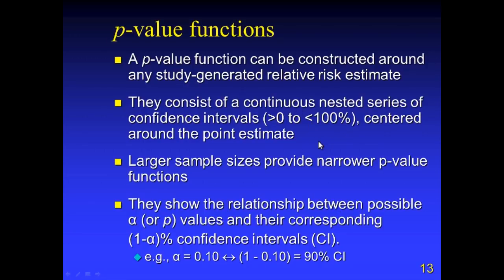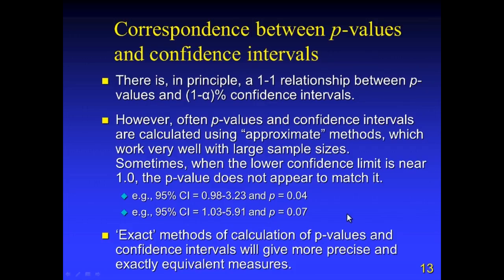It's, as I said, a continuous nested series of confidence intervals. Larger sample sizes provide a narrower p-value function. So you see that p-value function shrink. And they show this relationship between the alpha or p-values and their corresponding 1 minus alpha % confidence intervals. So in this example here, an alpha of 0.1 is equivalent to a 1 minus 0.1 or 90% confidence interval. Okay, so this is just continuing that theme. There's in principle a 1-to-1 relationship between p-values and 1 minus alpha % confidence intervals.